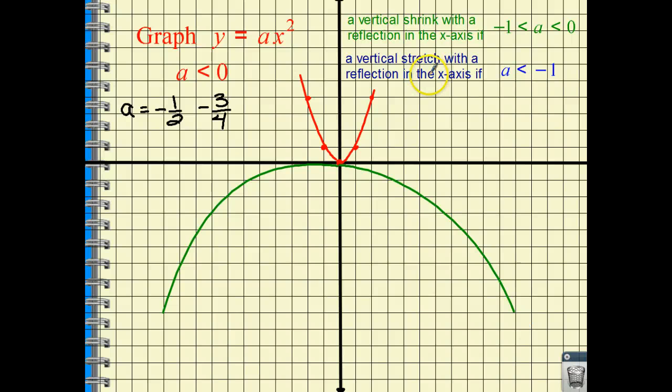And then if I'm looking at the blue one here, a stretch with a reflection, that means we have a reflection of the red going over the x-axis and then becoming thinner than the original parent. So see how wide this parent is? We're going to go inside of that.